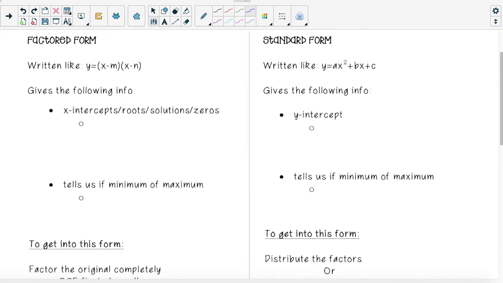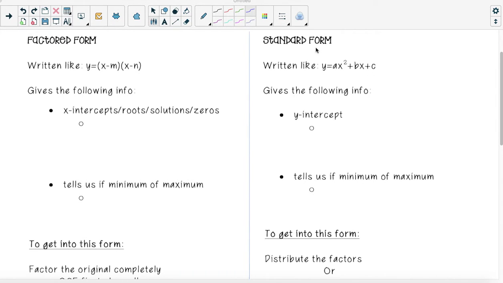This video is on factored versus standard form for quadratics. Factored form is written like y equals linear factors (x minus m) times (x minus n). When you have factored form, you have two linear factors or multiple linear factors multiplied to each other. Standard form is written like y equals ax squared plus bx plus c.